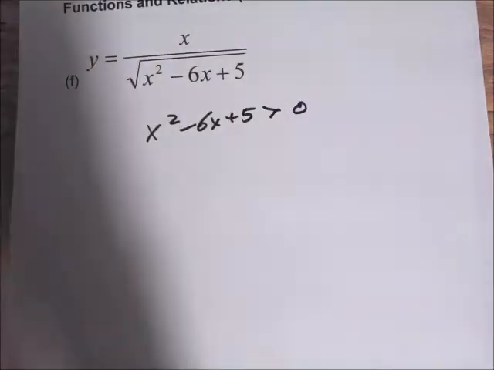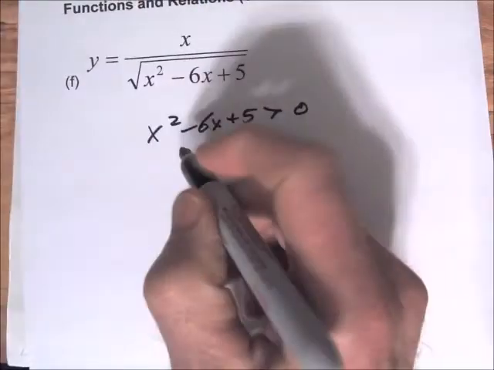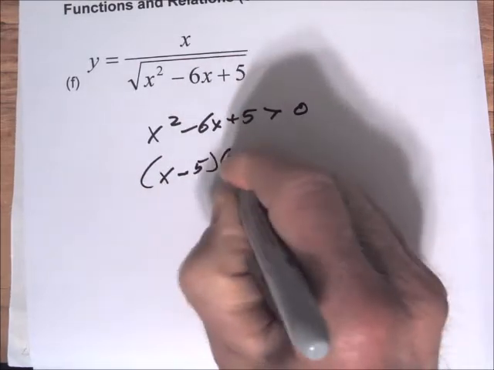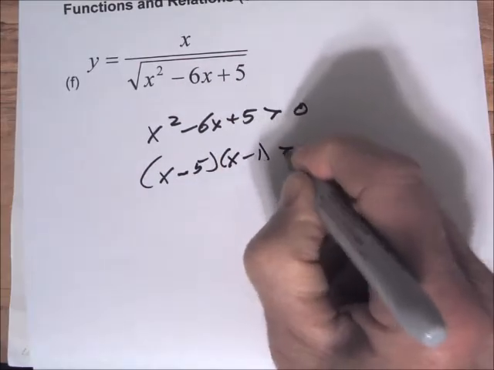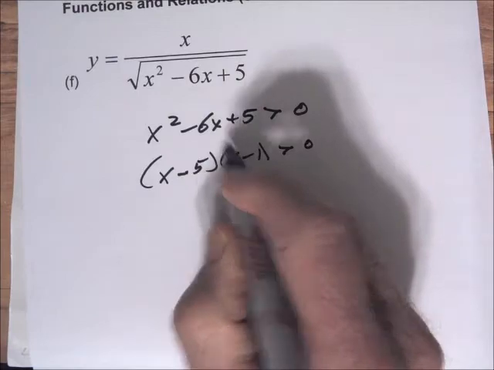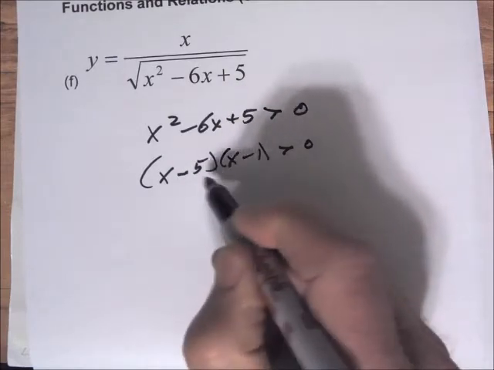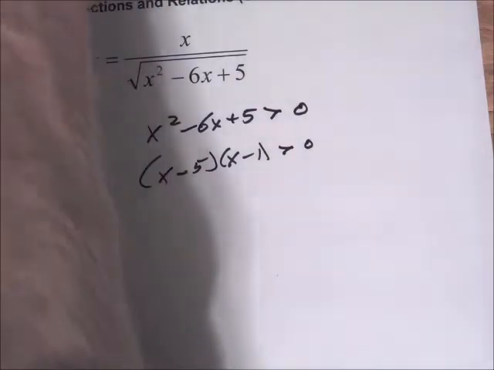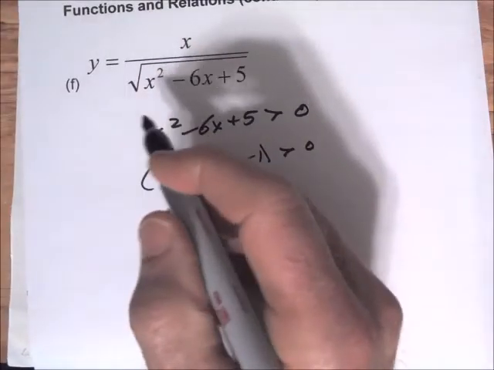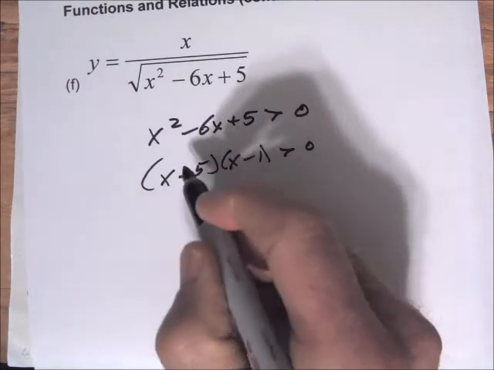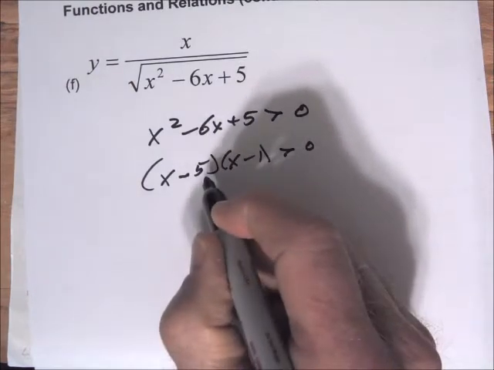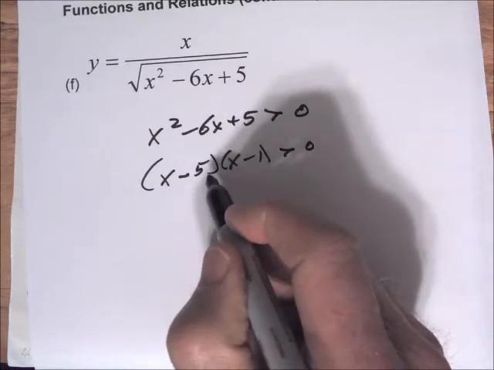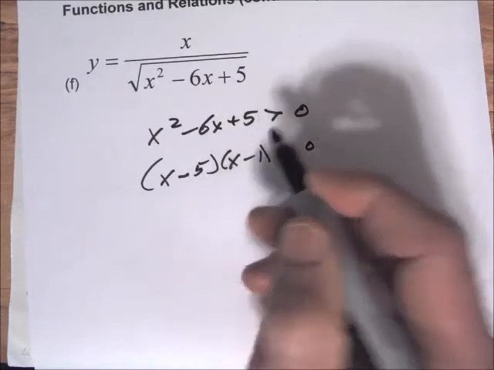We can factor this into the quantity x minus 5 times the quantity x minus 1. You can check with the FOIL method. X times x is x squared. The outer product is negative 1x. Oops, it looks like I'm frozen here. Okay, now I'm unfrozen. X times x is x squared. The outer product is negative 1x. Inner product is negative 5x. Add those, you get negative 6x. Last times last, negative 5 times negative 1 is a positive 5.